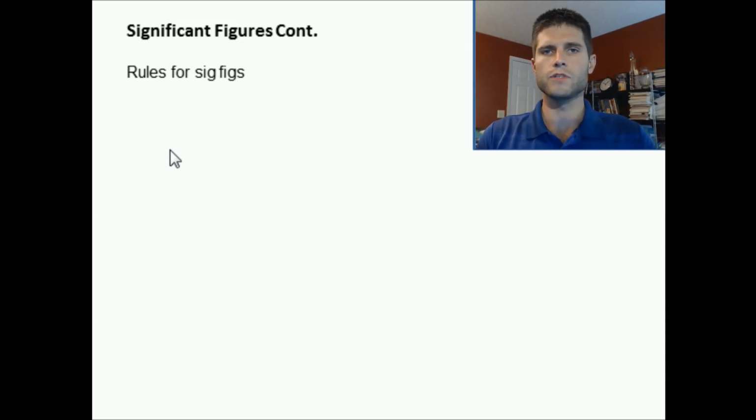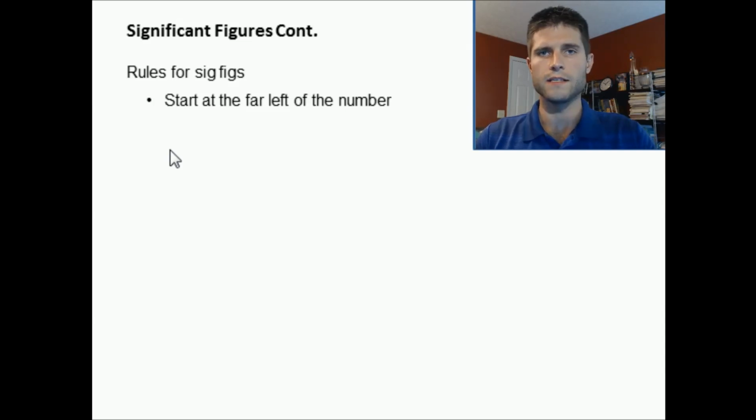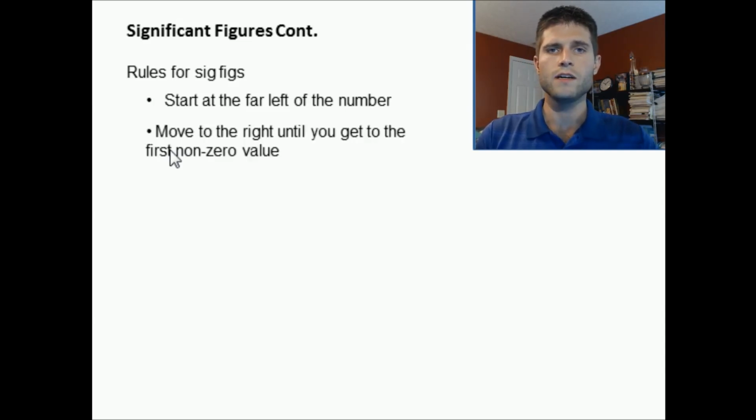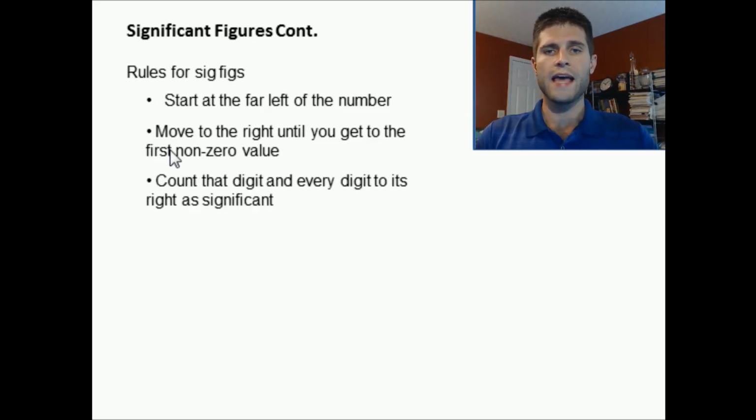There's a few rules that we follow. The first rule is we always start reading from left to right. Second rule, starting on the very left-hand side of the number, move to the right until you get to your first non-zero value. Any zeros that you pass along the way are considered non-significant. Once you hit that first digit, that is your first significant figure. Count that digit and every digit to its right as significant.